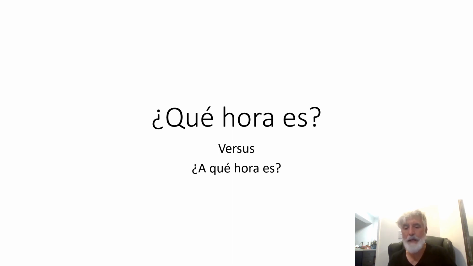Okay, so we're back in chapter 3 and we're going to look at time and specifically two very important time questions in Spanish. They're very similar, yet they're very different. Let's look at how do they differ? What do they mean? So the first question is ¿Qué hora es? What time is it? Versus ¿A qué hora es? At what time is it? The second question is very different, and it contains, again, the word a or at.